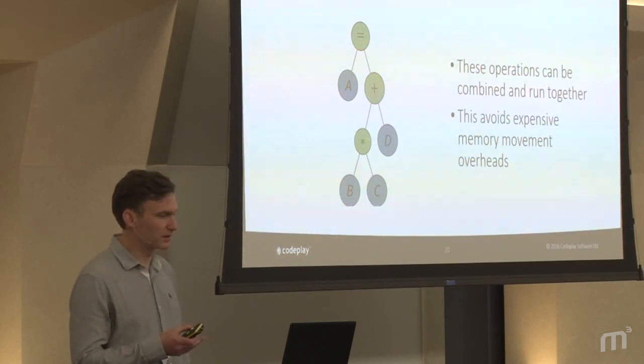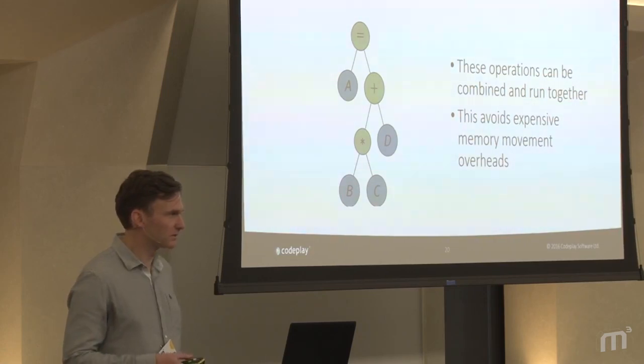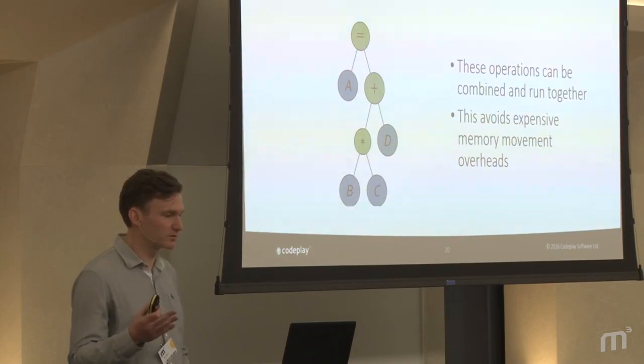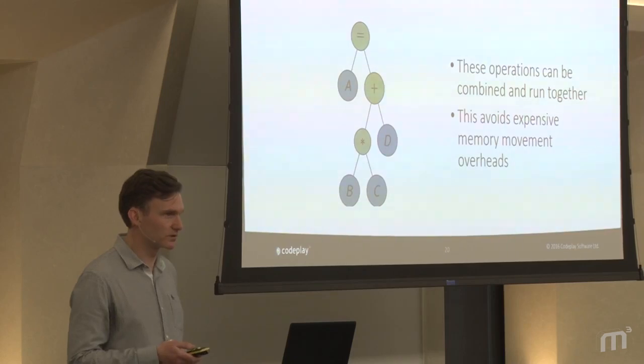So what that means in the example of Eigen is that these two operations, B times C and then addition to D, can actually be combined together so that there's no expensive memory movement between the GPU and the host, as we call it, which is off the GPU.